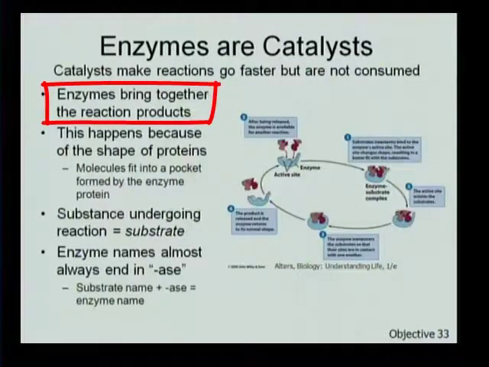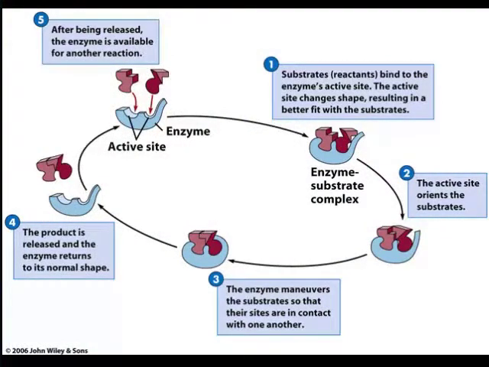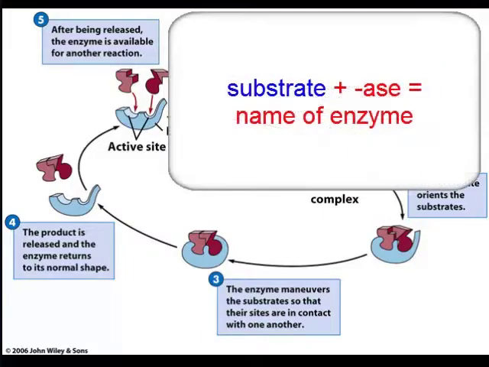They bring together the reaction products by putting them in adjacent pockets of a protein which is folded in such a way that it holds these two reaction products together. And so we call that the active site, that little pocket that the reaction product fits into. The substance which is acted upon is called the substrate. So the substance that's undergoing a reaction is called a substrate. And if we add ASE onto the name of the substrate, then we get the name of the enzyme.